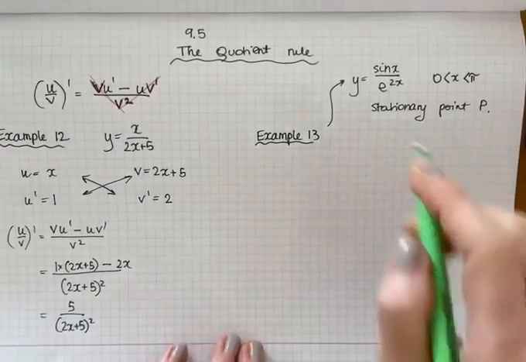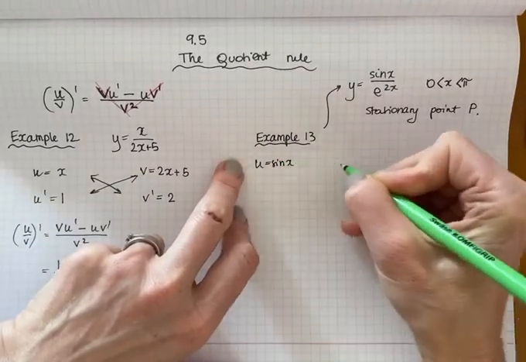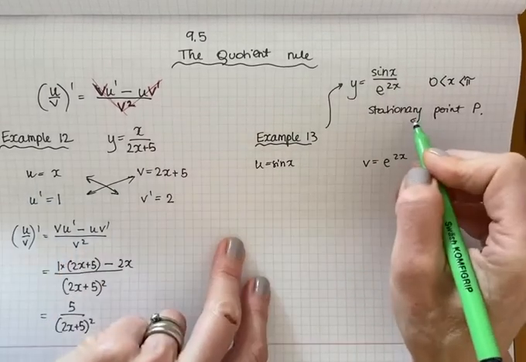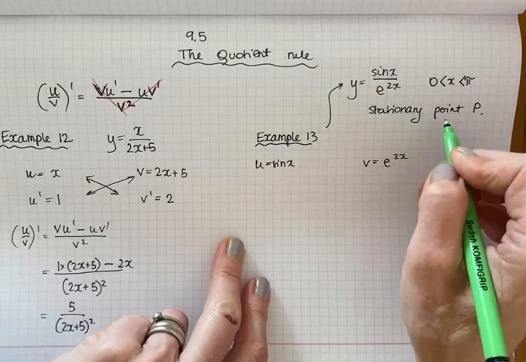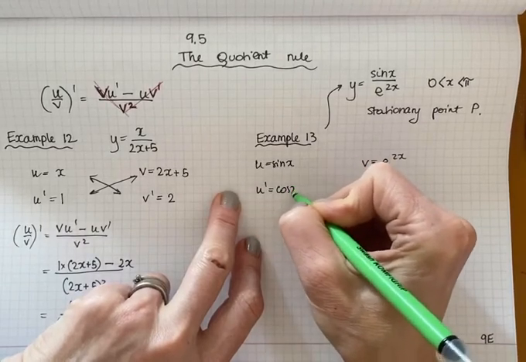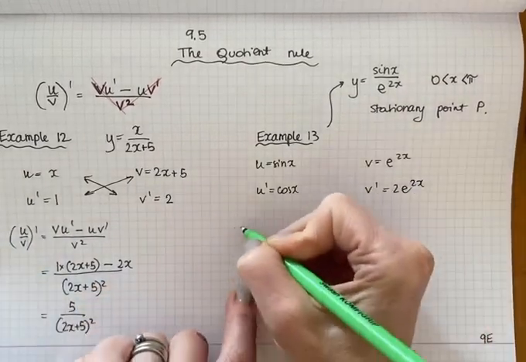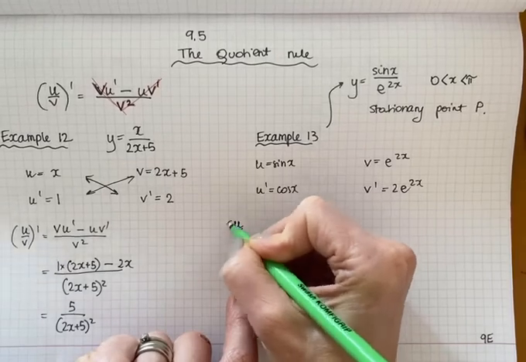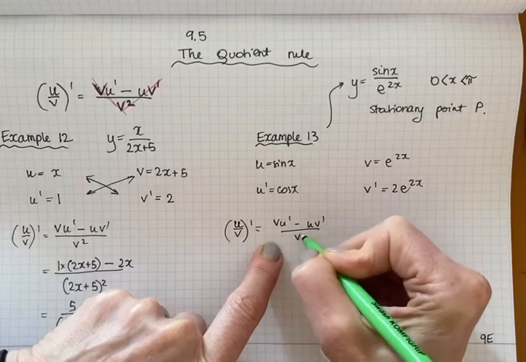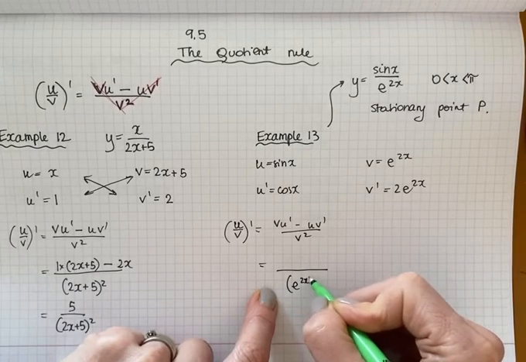Right, in example 13, you're going to name the top as sine x, which is your u, and v as e to the power of 2x. I know I need to differentiate because I've been asked to find the coordinates of the stationary point between 0 and pi. Differentiate sine to give you cos. Differentiate v to give you 2e to the power of 2x. Quote the quotient rule, so it's vu dash minus uv dash over v squared. So v squared goes on the bottom, so it's e to the power of 2x squared.